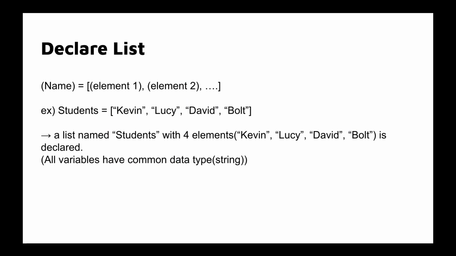The way to declare a list is quite simple. Similar to declaring a data, you put the name of the list first, write square brackets, and put all the elements in the brackets. And please make sure to separate each variable with a comma. Below is an example of declaring a list with string variables. By writing down this code, a list named students with 4 elements, Kevin, Lucy, David, and Bolt, is declared. And all variables have common data type.